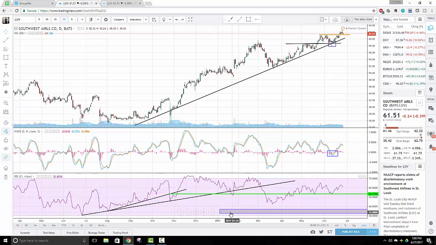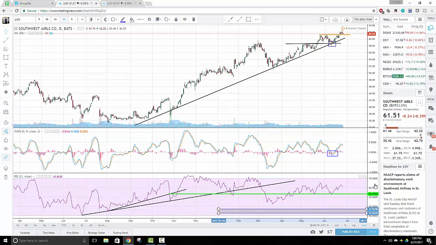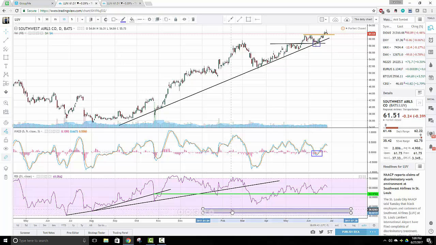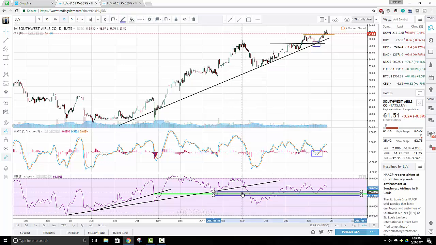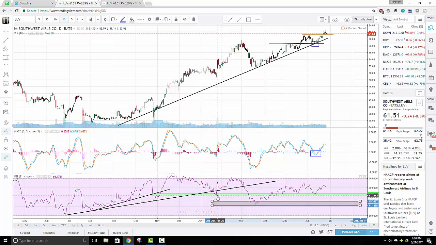Instead, I chose to say, okay, I'm going to draw a ray, ray being horizontal, but I'm going to give this ray a range, right? How do I do that? Well, I drew a blue box, as you can see here, and I said, okay, I'm going to draw this range so that it starts at the point it broke, and the bottom of the range is at the bottom of that pullback. Do you see what I'm saying here? So the bottom of the range is here, and the top of the range is where it broke at.